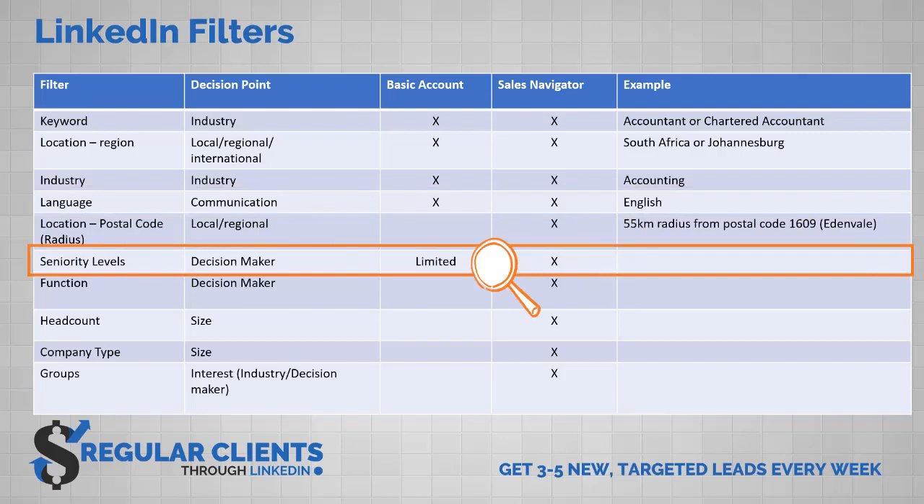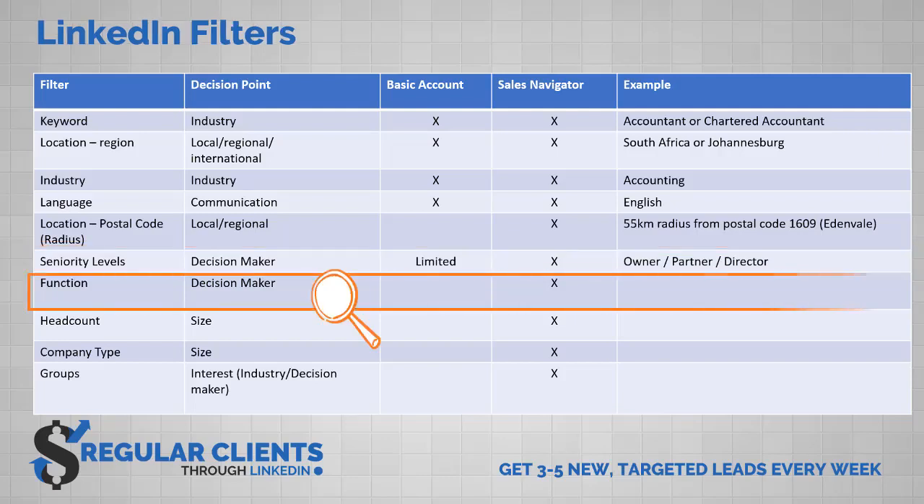Now, seniority levels allows you to find the decision maker. So in many cases, and particularly in my case, I'm looking for accountants in public practice that are called either owners, partners, or directors, because that's what we call ourselves in my particular niche, in my particular industry.